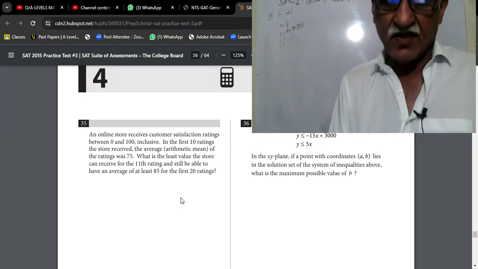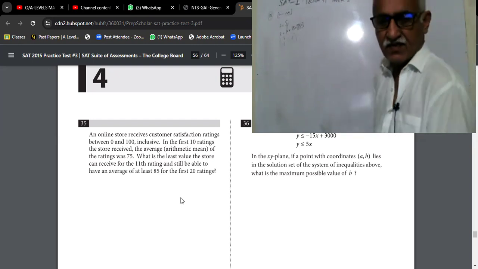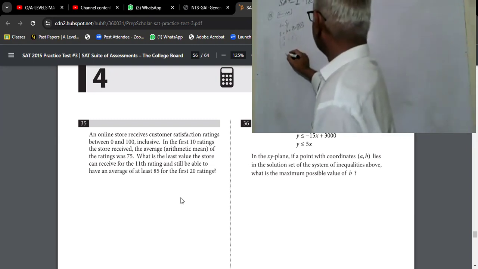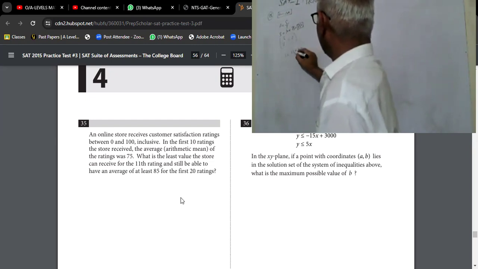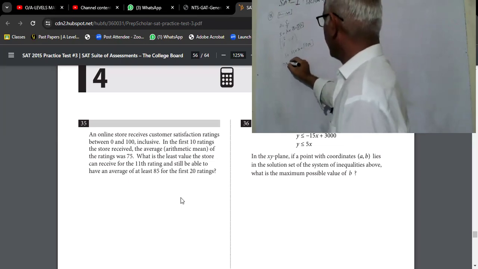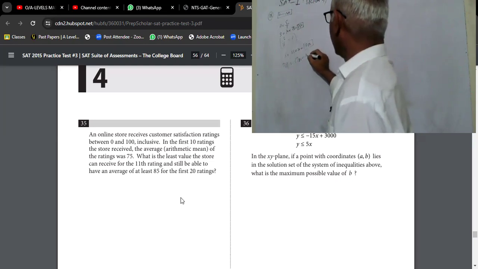And still be able to have an average of 85 for the 20 ratings. So 85 into 20 is equal to 1700. So the difference between these is 1700 minus 750.